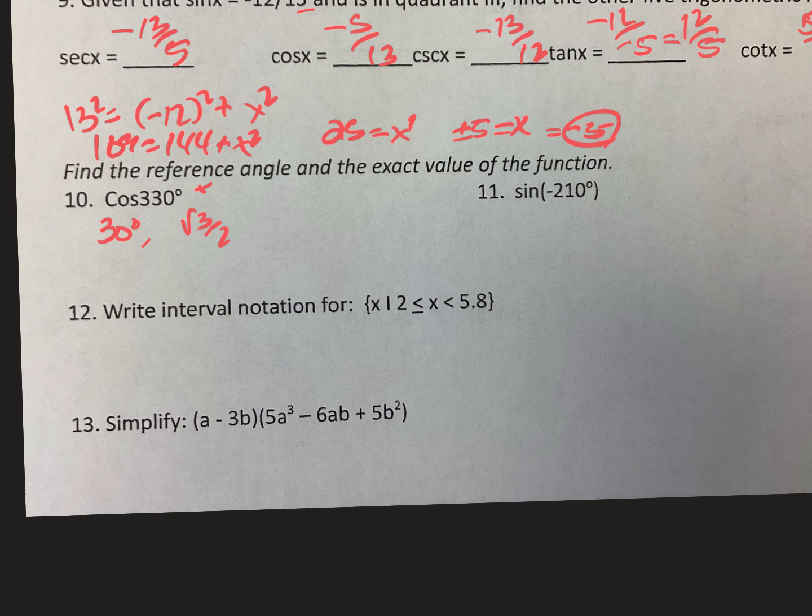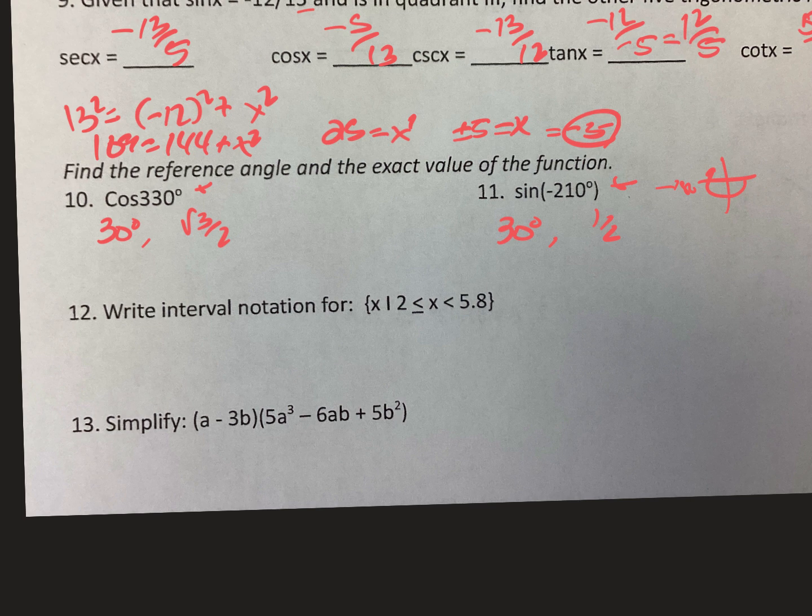Number 11, sine negative 210. Negative 210 is 30 degrees away from the x-axis. That's the reference angle. Sine of 30 degrees is 1/2. Negative 210 would be quadrant 2, because it'd be right up there. That'd be negative 180, it'd be right up there. Negative 210. Sine is y, which is positive in quadrant 2, so that's the answer.